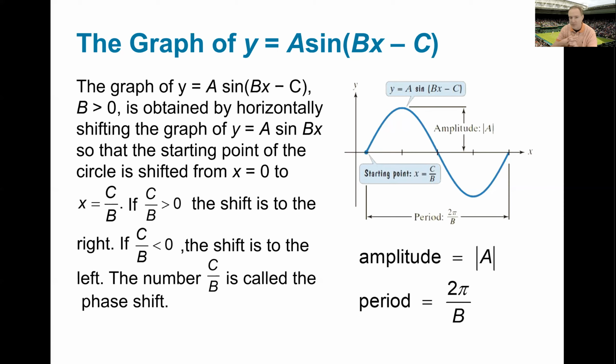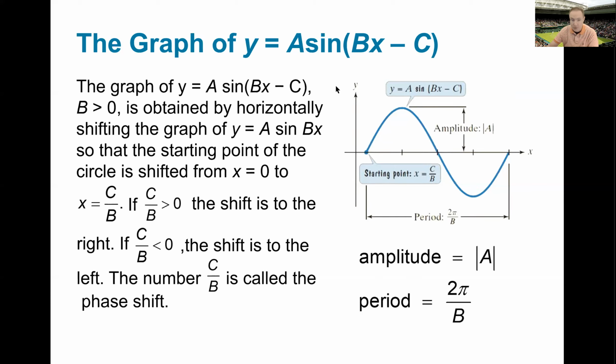Now, that shift c over b needs to make sense. If I were just thinking about the sine of x minus c, what does that minus c do? It's a horizontal shift, and with horizontal shifts, you always do the opposite of what the sign would imply. So that's going to shift it to the right c units. Now, why is it divided by b? Because all of the x values will be divided by b. That shift to the right c units gets divided by b because that's the coefficient of x. So it's going to be a phase shift of x equals c over b.